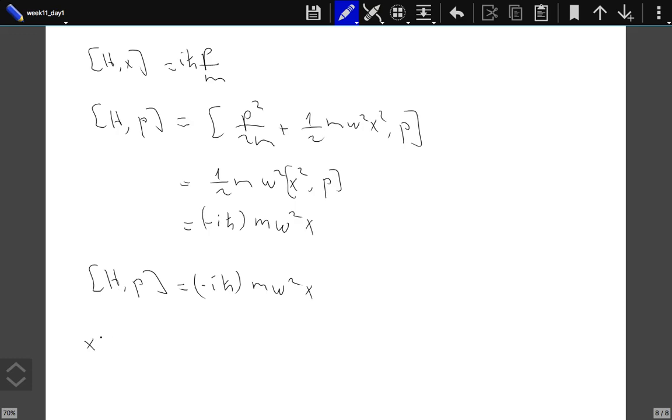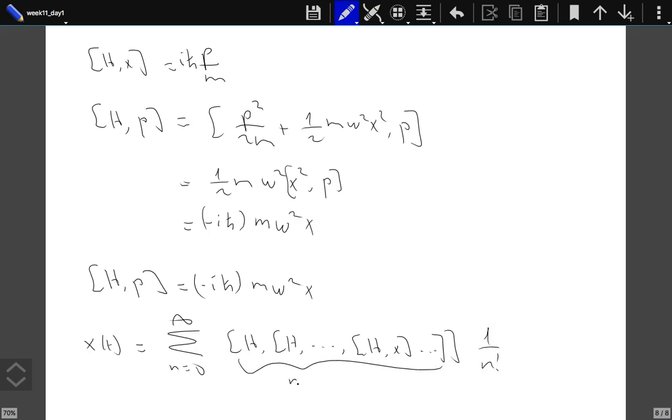Now, x of t will be, if we use the Baker-Hausdorff formula, the sum from 0 to infinity of the nth commutator of h with x, times 1 over n factorial. There are n commutators here.